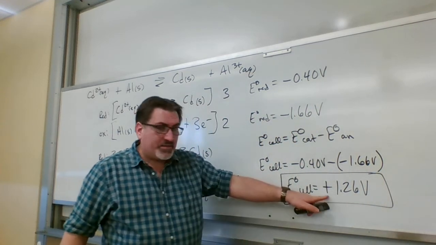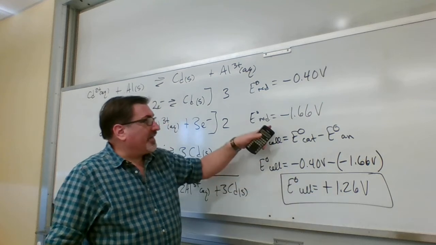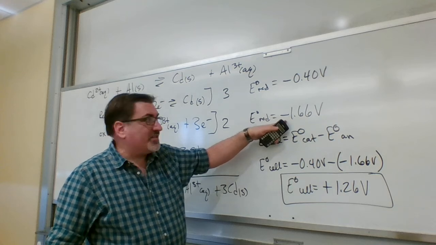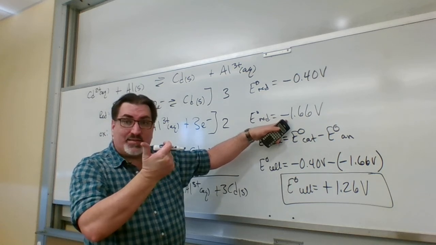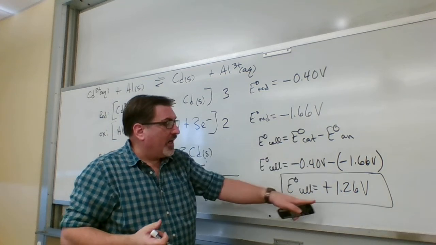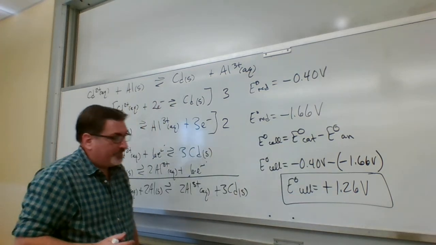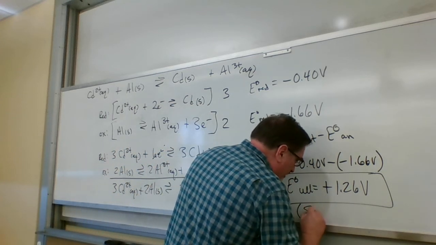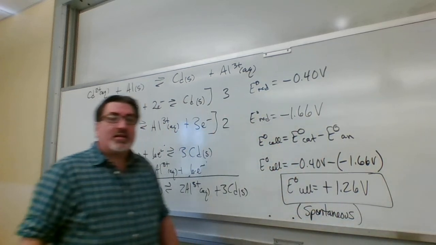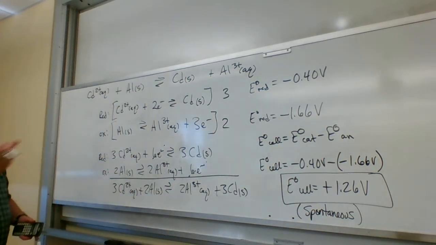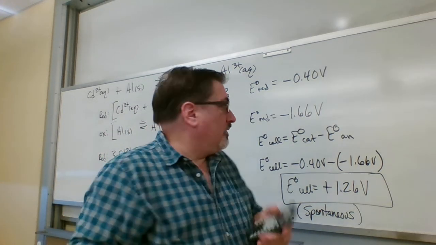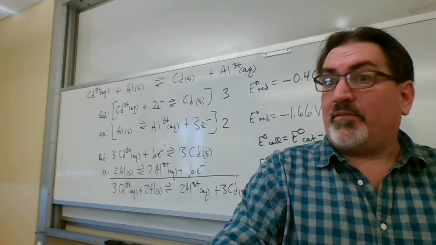It's spontaneous, got a positive potential, because the participant up here that was the most negative, the least spontaneous to reduce, is the one that's getting oxidized. So this sign flips because of this negative sign right here, and we end up with a spontaneous cell. So if we hook this cell up and connect the wires, juice will flow left to right spontaneously. It's a galvanic cell. All right, made it through that one. Congratulations.